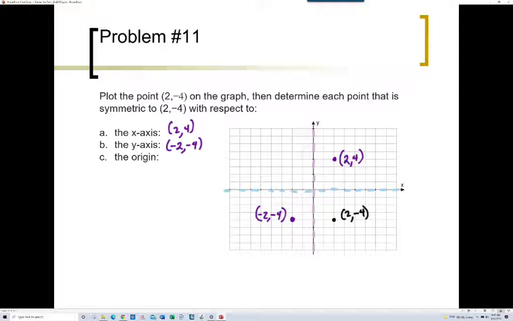And then finally, the origin, you could draw this line, and the same distance on the other side, you would find the point (-2, 4). That's the reflection of our original point through the origin. And so (-2, 4) would be your answer there.